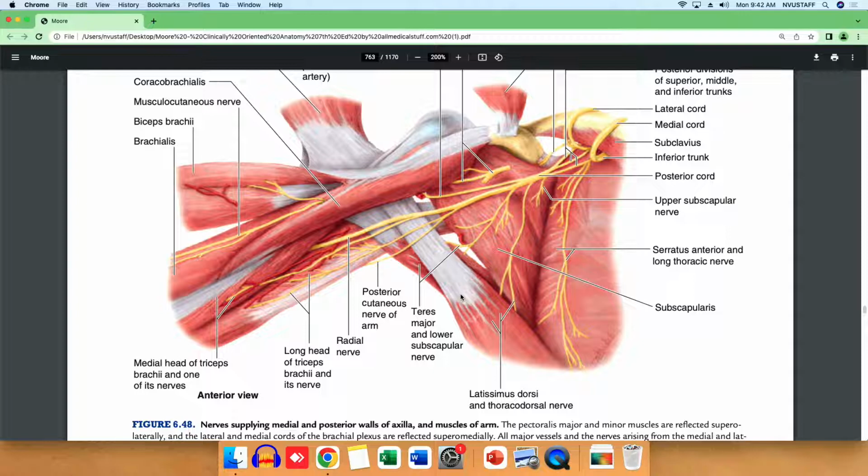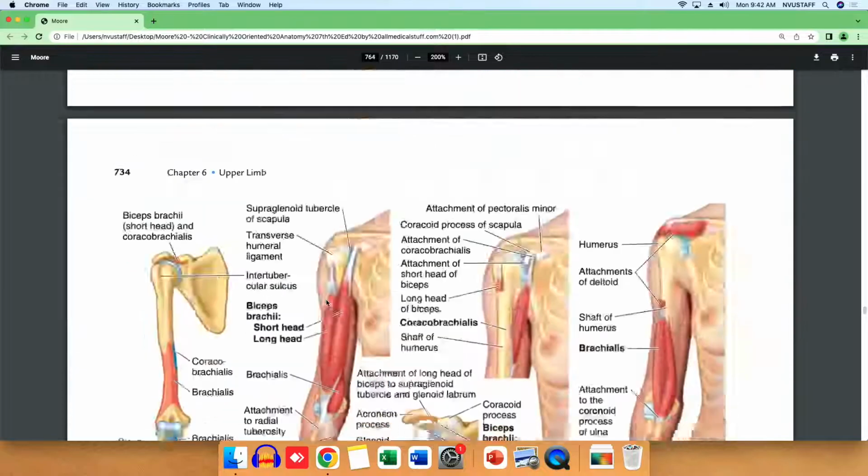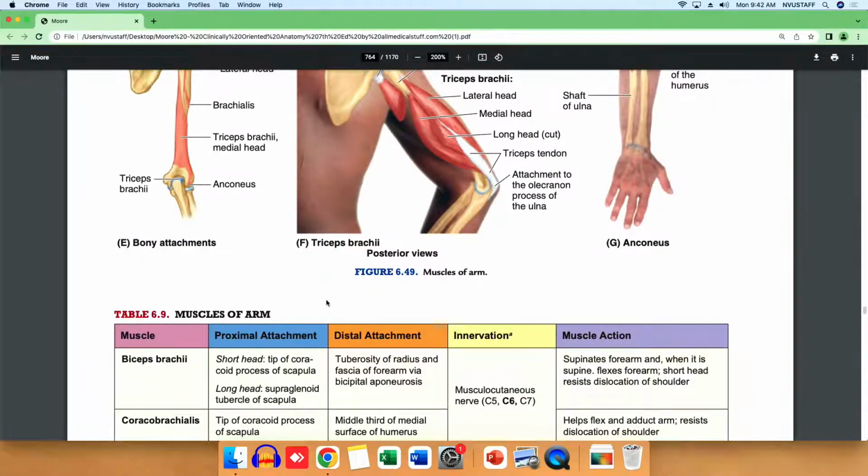And even at the same region, the blood vessel which is passing before this edge of the teres major would be the axillary artery. As soon as it is crossing it, it is already the brachial artery, the one which passes towards the arm. It's just for some anatomical orientation. So that's how it looks like.